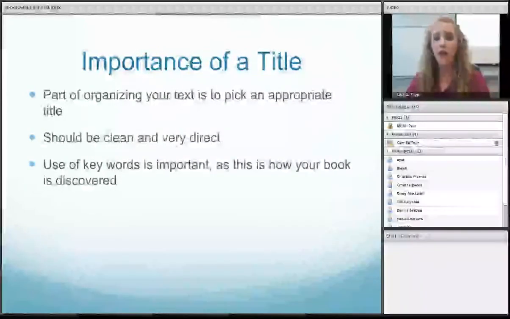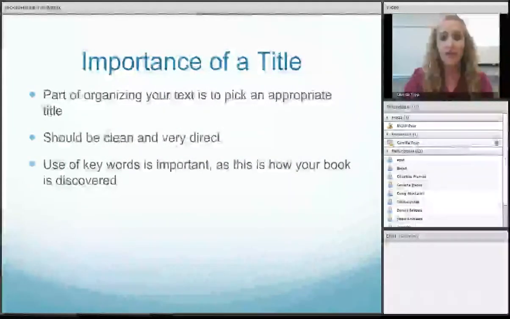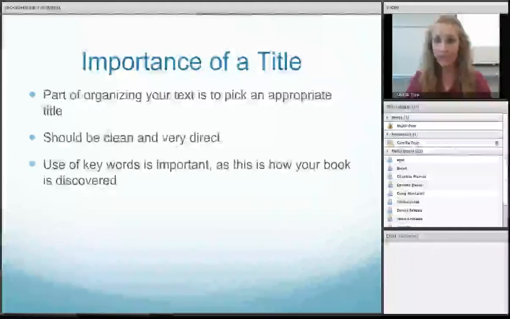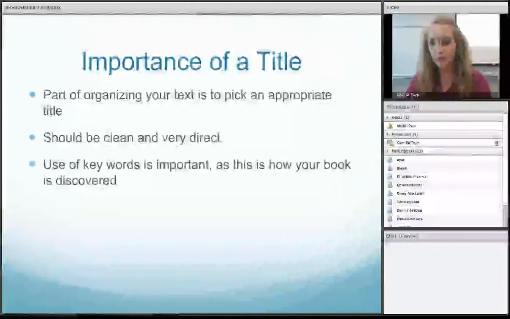So the next part is a title. Part of organizing your text is, of course, an appropriate title. It's the hook, it's the marketing aspect. The thing that we really wanted to focus on was being very clean and very direct. A lot of times if you're doing, say, an article that you're getting published, you want to add to the mystery, but that's not the goal in this case.